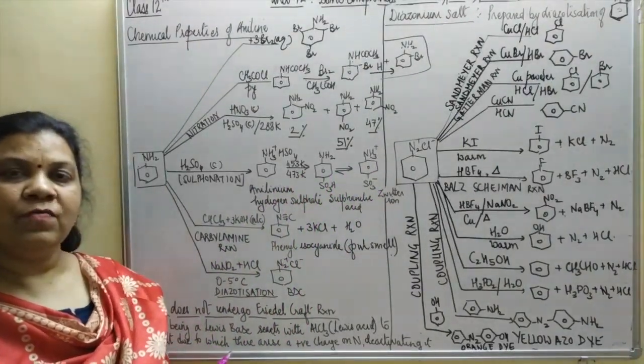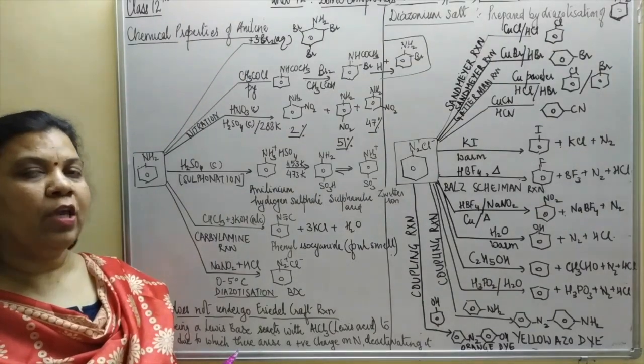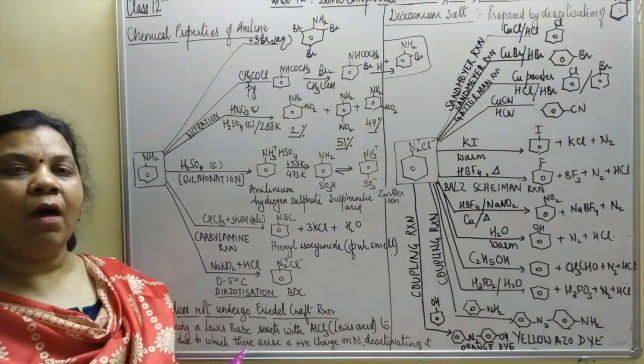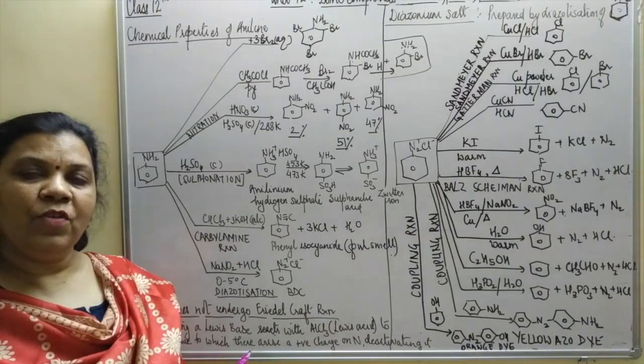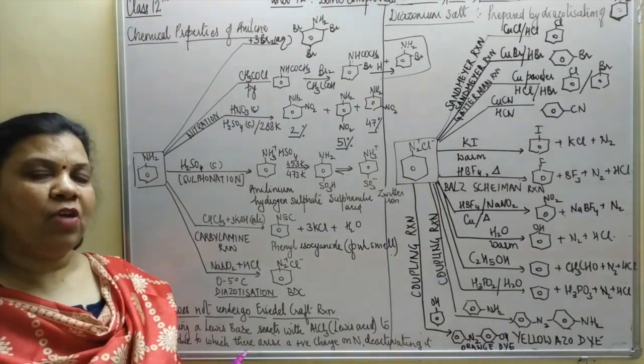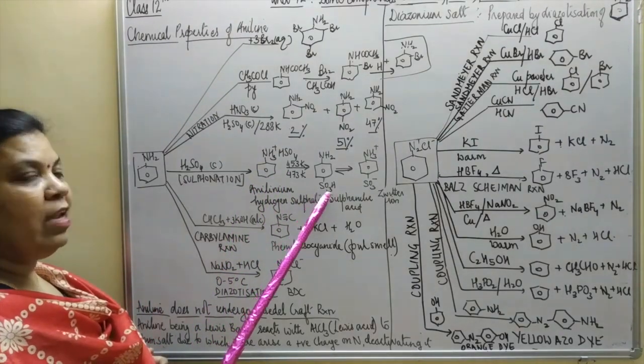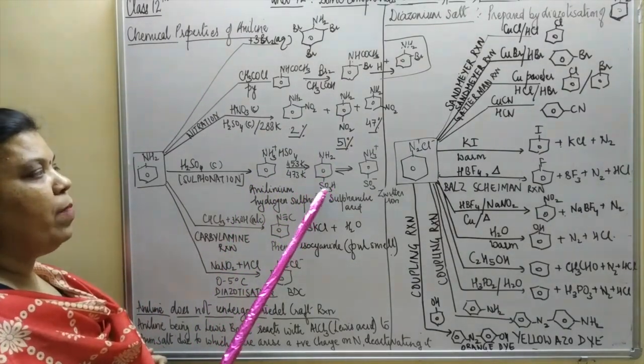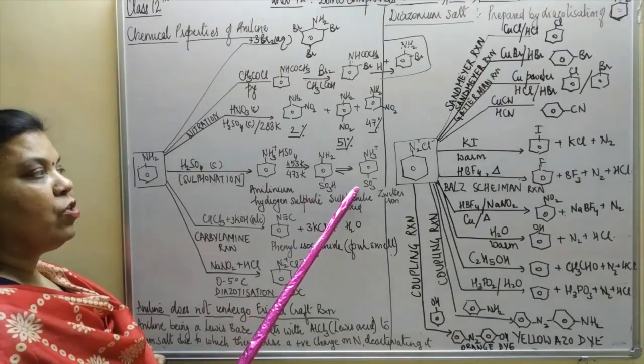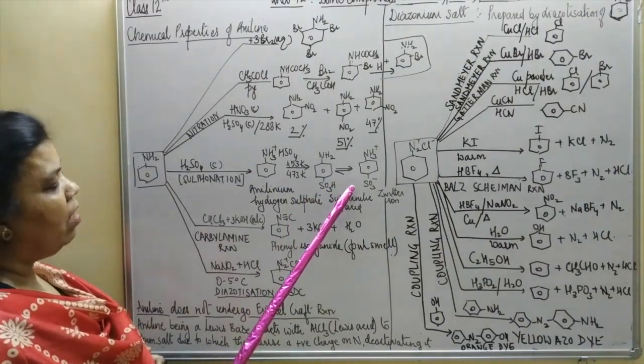About zwitter ions we will study in the chapter biomolecules, but for here remember they are dipolar ions which bear positive and negative charge within the same molecule. So sulfonation forms sulfanilic acid, that is 4-aminobenzene sulfonic acid, which can exist in the form of its zwitter ion.